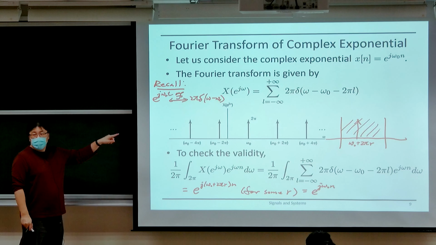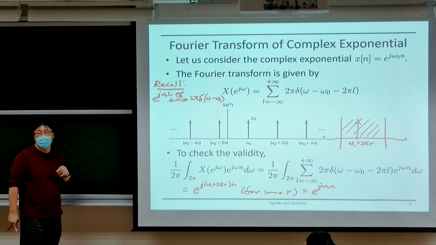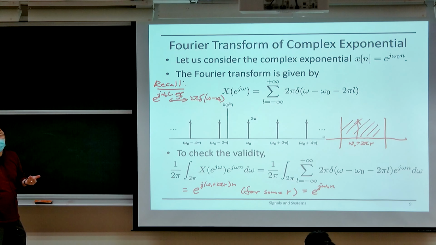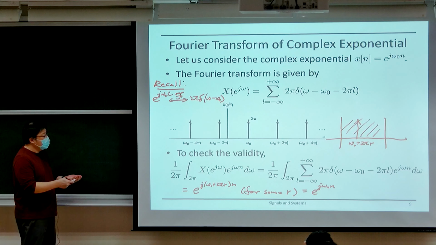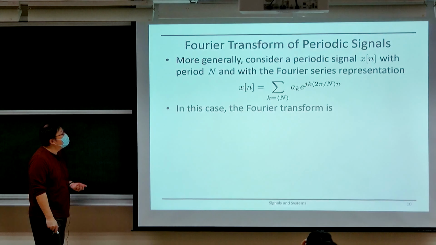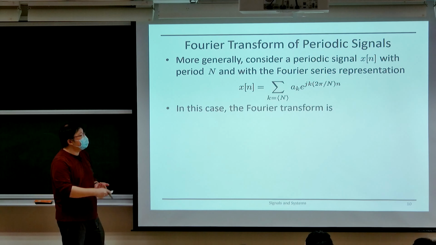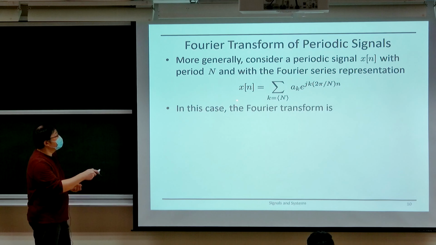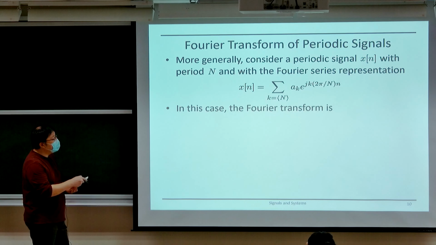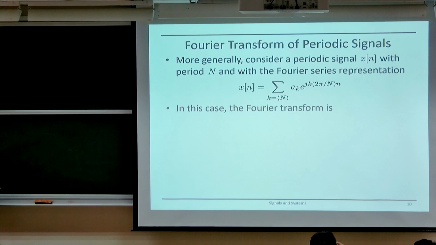Now, once we have the Fourier transform for this complex exponential, we then know how to deal with periodic signals. Because for periodic signals, we can always write it in terms of its Fourier series representation, which is just a linear combination of these complex exponentials. So suppose x[n] is periodic with period capital N, then you can write it as a linear combination of these capital N harmonically related complex exponentials. So then what is the Fourier transform of this?